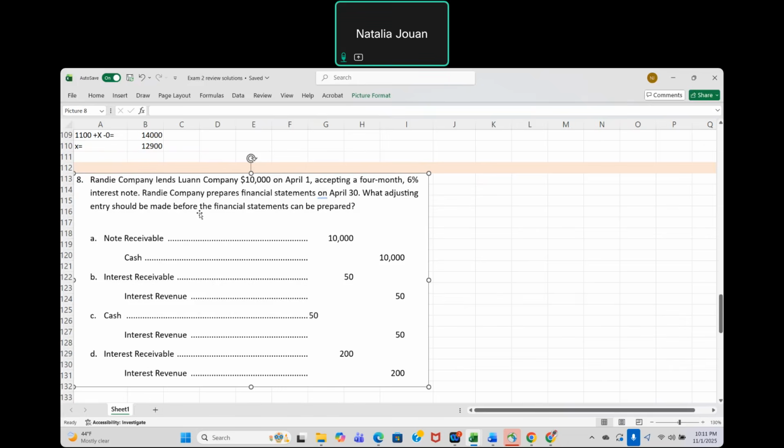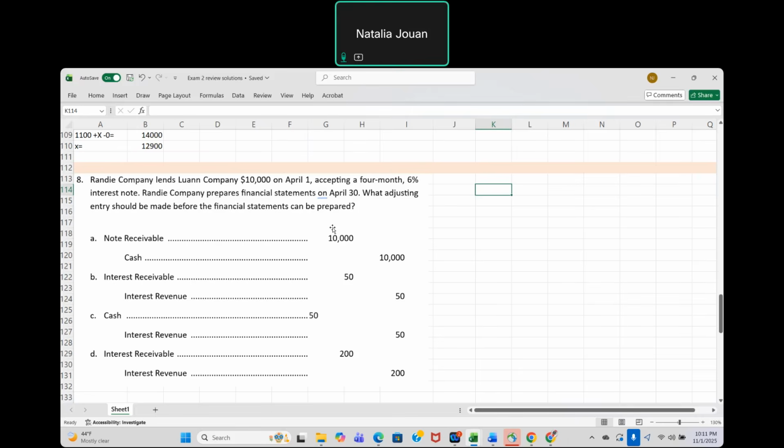Okay. Randy Company prepares financial statements on April 30th. All right, so let's pay attention. So only 1 month. Pay attention to the dates. Okay. What adjusting entries should be made before the financial statements can be prepared? So let's figure out who are we, first of all. Are we Randy or are we Luan? Who's lending to who? So it looks like we are Randy, because Randy Company prepares financial statements. We're being told. Okay. So that is the receivable.